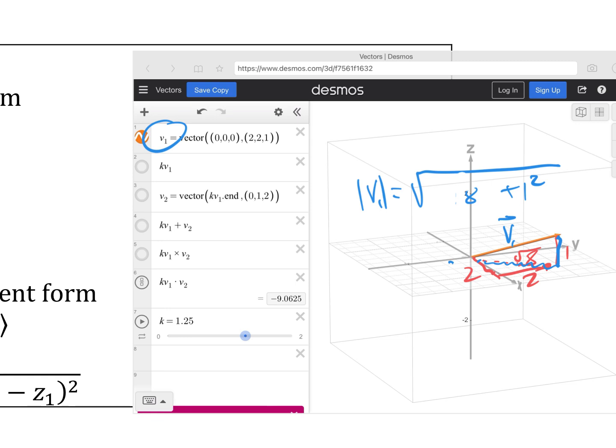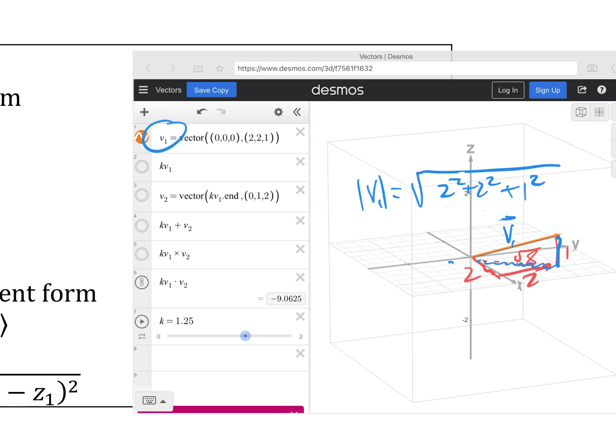And where did that 8 come from? Well, that came from 2 squared plus 2 squared, right? So what's really going on? All that's really going on is we can just write this as 2 squared plus 2 squared plus 1 squared. Okay, so kind of a cool result in 3 dimensions.